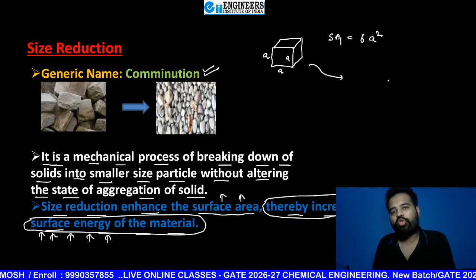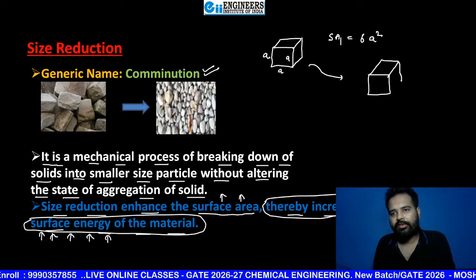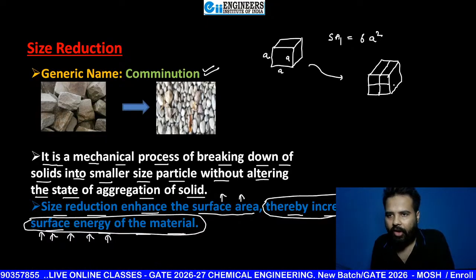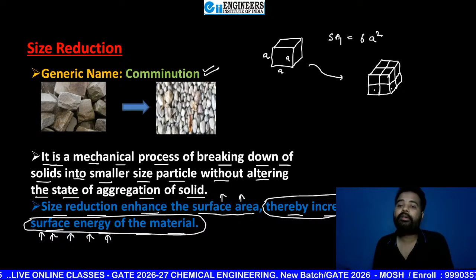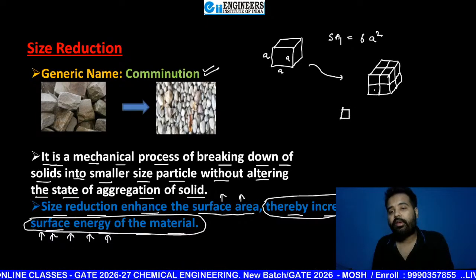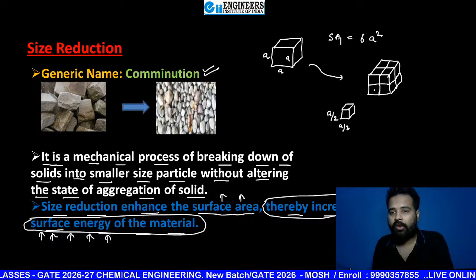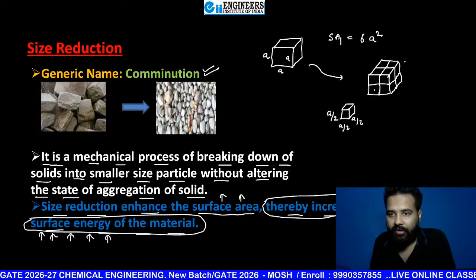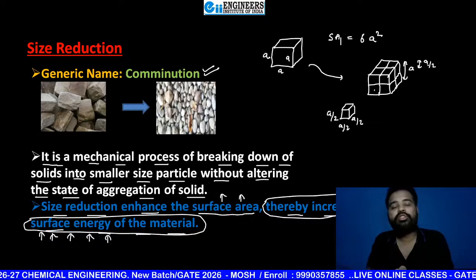But suppose you are going to reduce size like this. From here you give a cut, here also one cut, and now you can see 1, 2, 3, 4, 5, 6, 7, 8. You are going to cut this one into 8 identical cubes. And every cube has size a by 2, a by 2, a by 2. This complete is a, so this is a by 2.